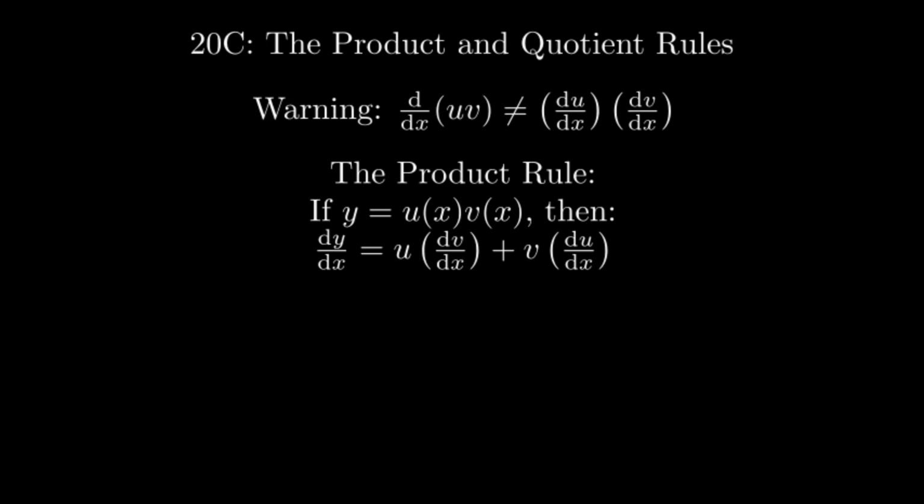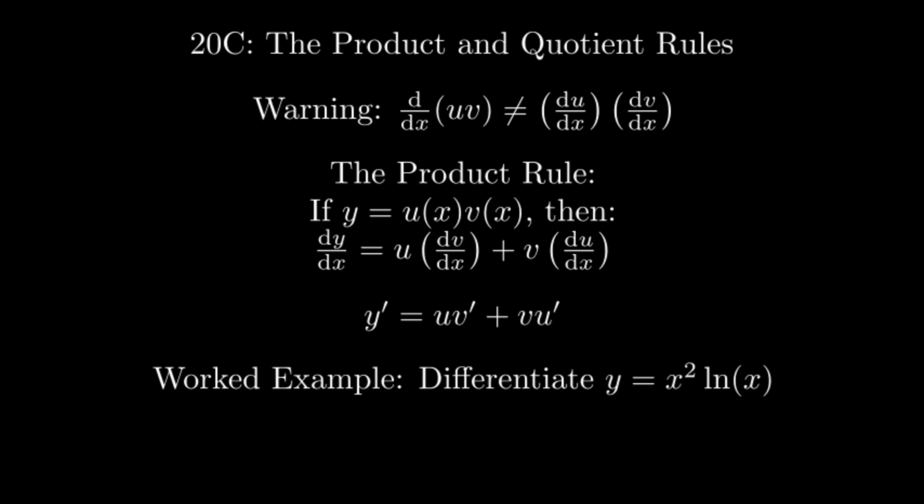Here is the product rule. If y is a product of two functions, u and v, then its derivative is the first function times the derivative of the second, plus the second function times the derivative of the first. Using prime notation, it's y prime equals uv prime plus vu prime. This is a fundamental rule you must memorize. Let's apply it to an example that we couldn't do before.